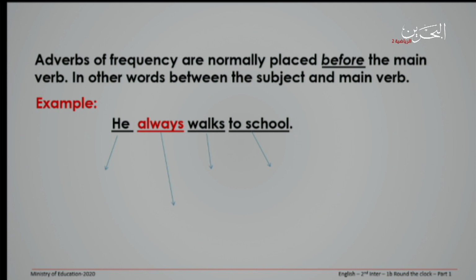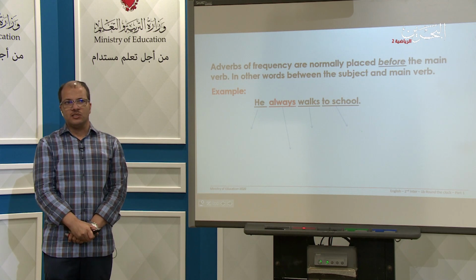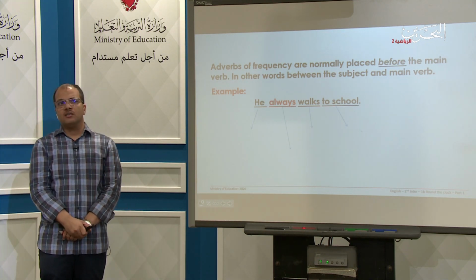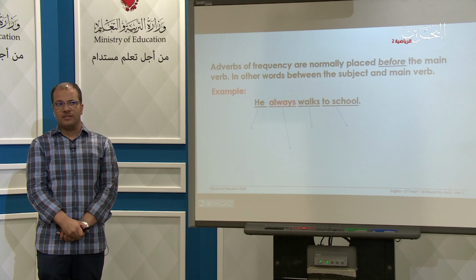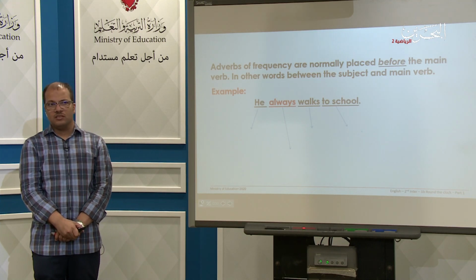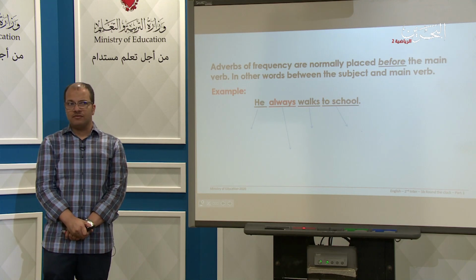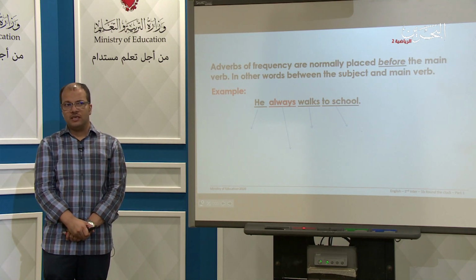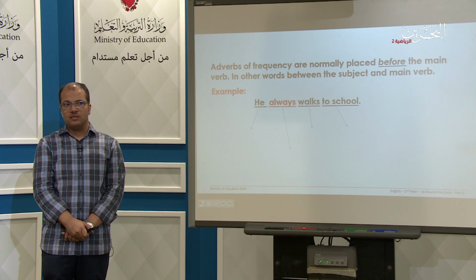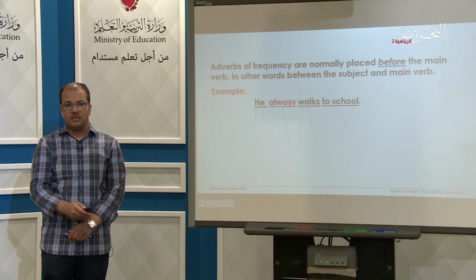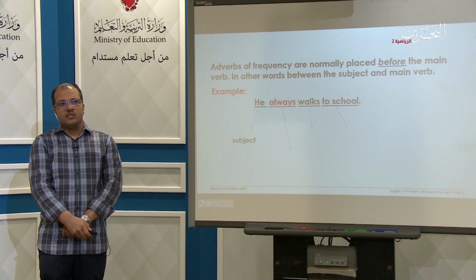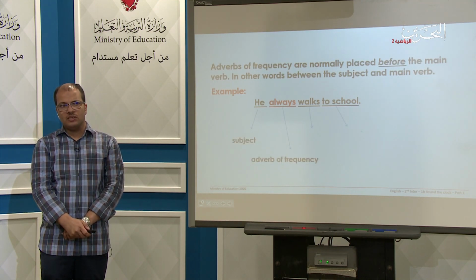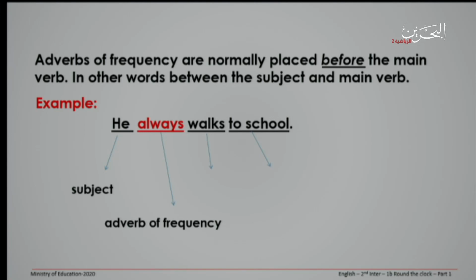Now, we have to know the position of these adverbs in the sentences. Adverbs of frequency are normally placed before the main verb. In other words, between the subject and main verb. For example, he always walks to school. He is the subject. As you can see, always is the adverb of frequency. Walks is the main verb, and to school is the rest of the sentence.